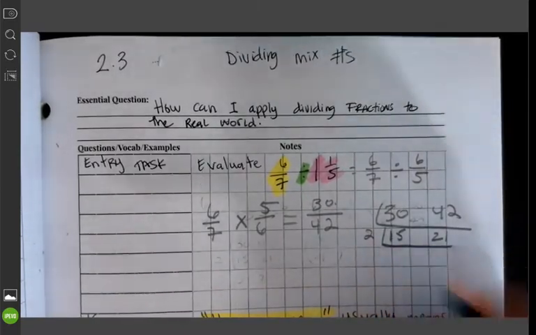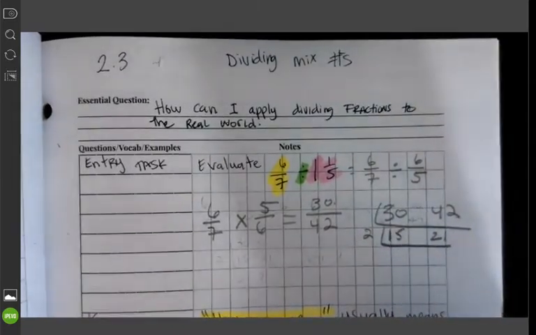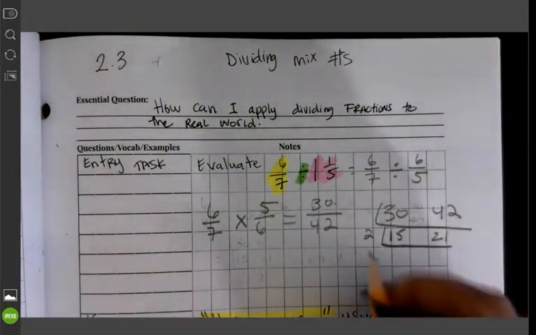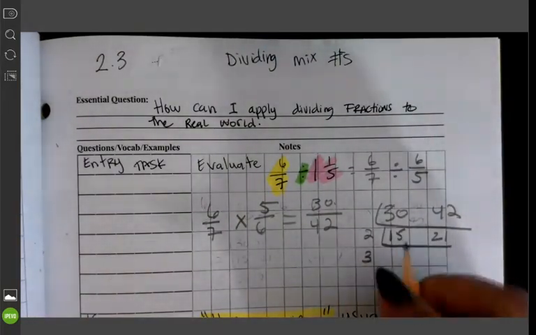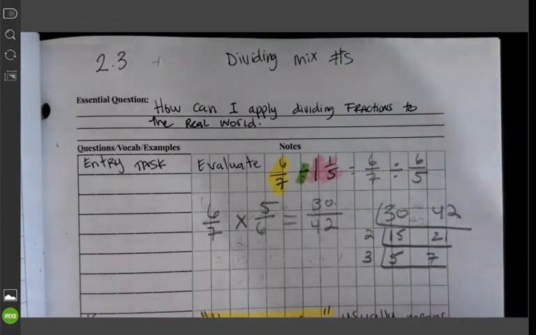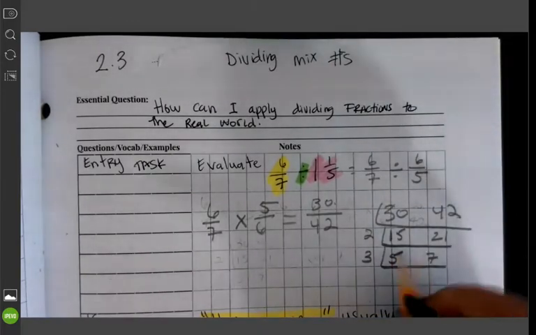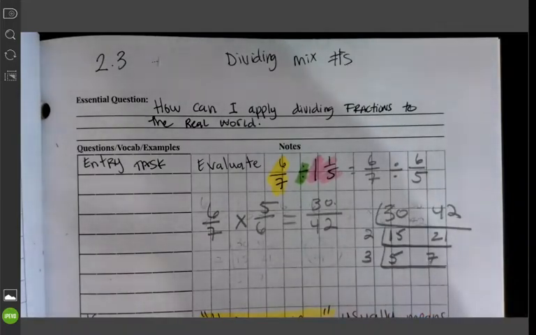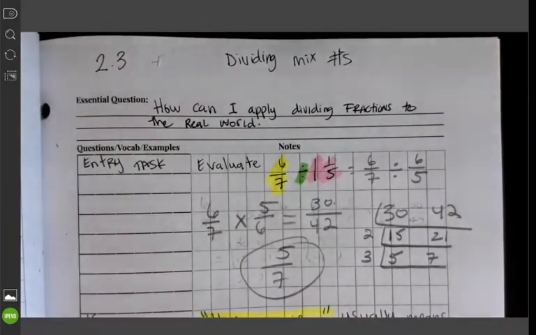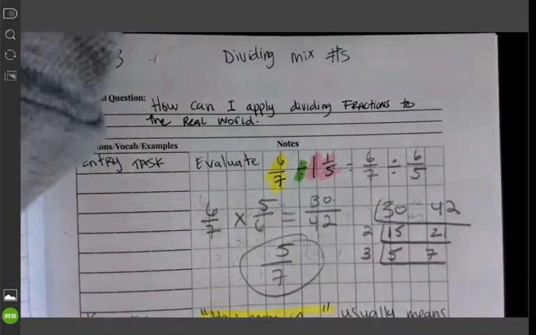The next prime is 3. So 2, 3, 5, 7, 11, 13. I believe those are the first couple of primes. But they both go into 3. 15 divided by 3 is 5, and 21 divided by 3 is 7. So now I know that 5 and 7 are my simplest form. So it's 5/7. Awesome.